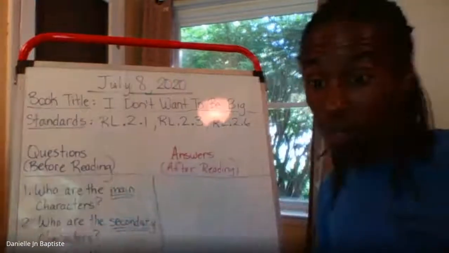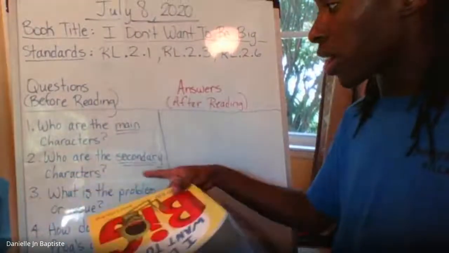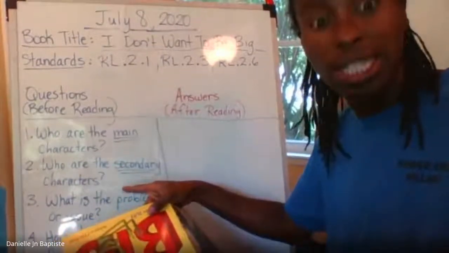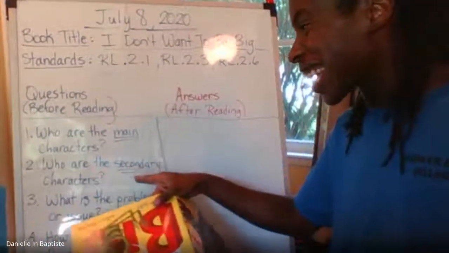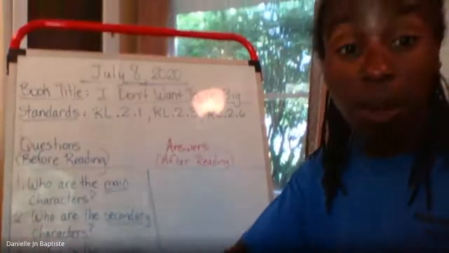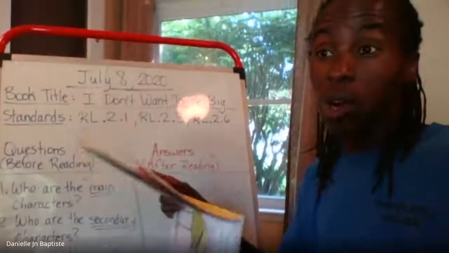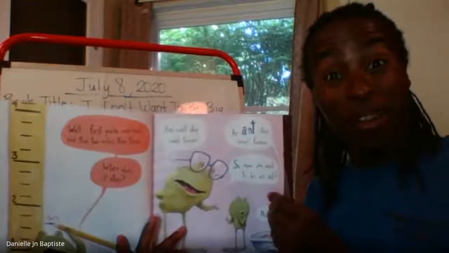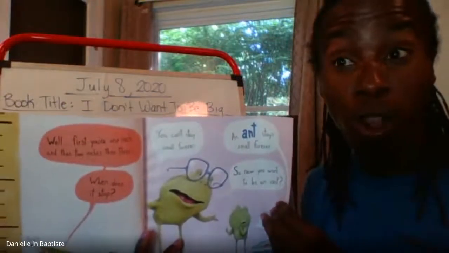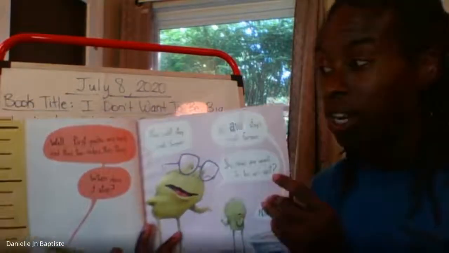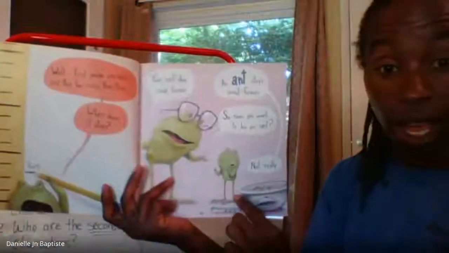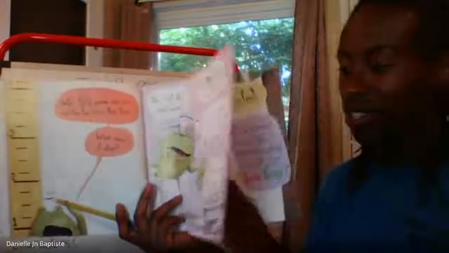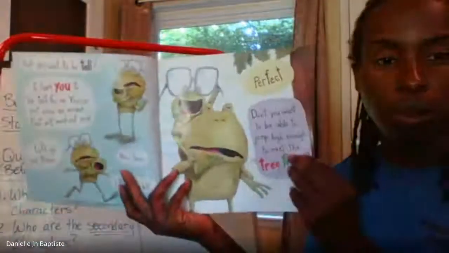The second question, by the way, is who are the secondary characters? In other words, who are the characters who maybe were not the main characters, but they did have some kind of role or they did something in the book? So we know that Dad and Little Froggy were the main characters. Let's keep going through the pages.